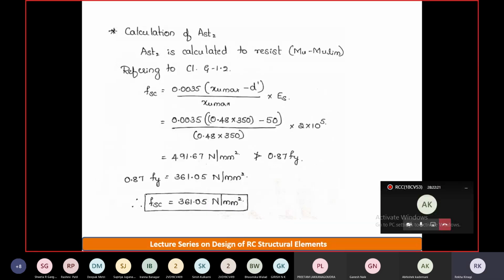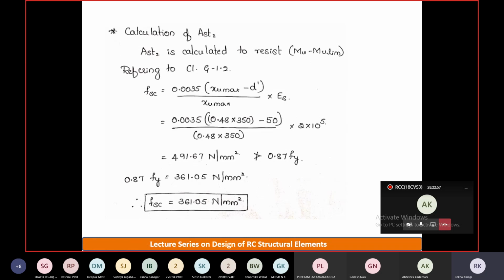So the same equation we have used here, FSC is equal to 0.0035 (XU max minus D dash) divided by XU max, into Young's modulus of steel. XU max is nothing but the limiting value of depth of neutral axis, that is XU limit, and that value for Fe415 grade steel is 0.48 into D. So by substituting all these values, we get a value of FSC equal to 491.67 Newton per mm square.